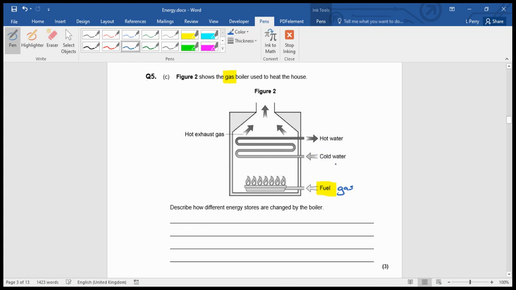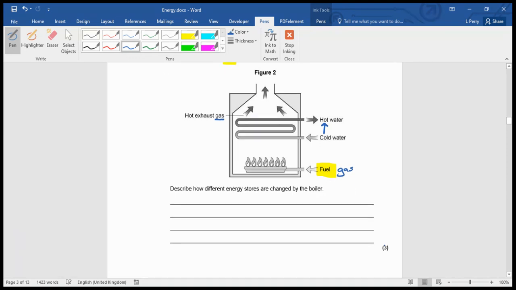I'm also told that the cold water becomes the hot water. So if it's heating up, it must be gaining thermal energy. I'm also told hot exhaust gases. So I must be heating up the air inside it as well. And this is 3 marks. So again, it says describe how the energy stores are changed. It wants the changes. So I've got chemical energy in the fuel.